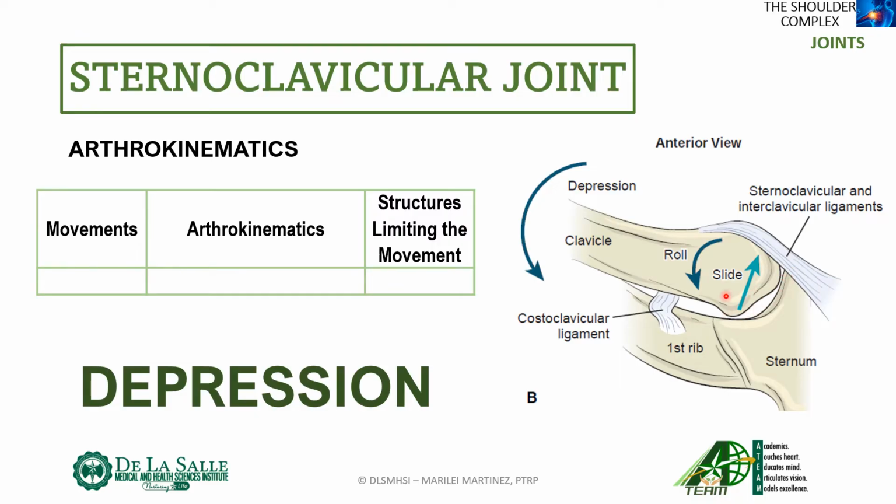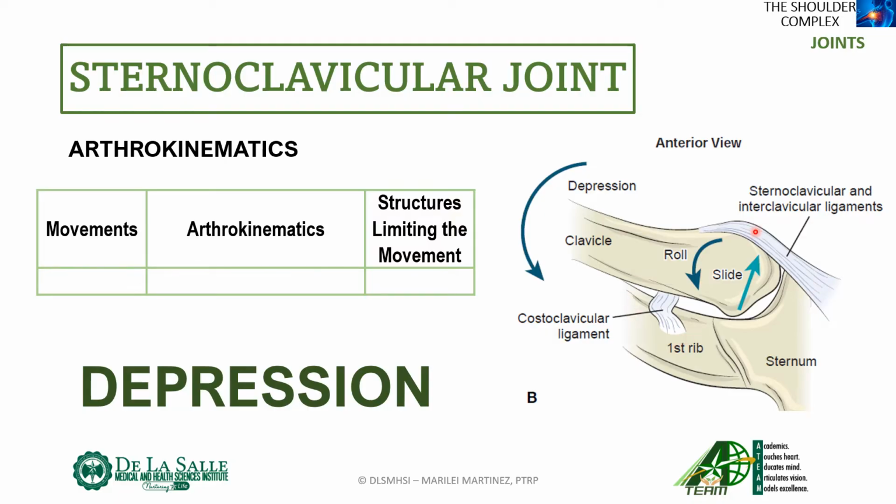As for the structures limiting the movement, we have your interclavicular ligament, the superior capsule, of course, and the first rib. As you can see, if the clavicle depresses, the first rib is located there anatomically, so it cannot depress any further. That's why it limits depression.